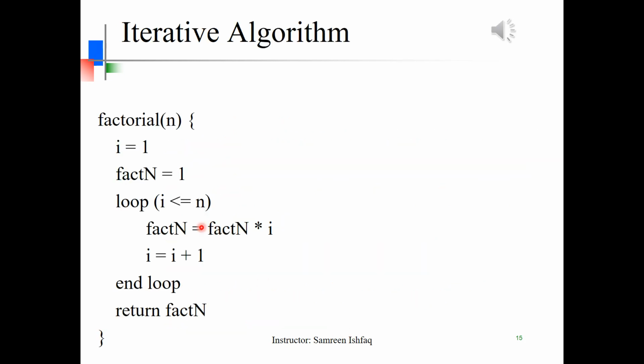This is the iterative algorithm of the factorial function, a very straightforward approach. We simply loop through all the integers between 1 and that number and multiply them together.